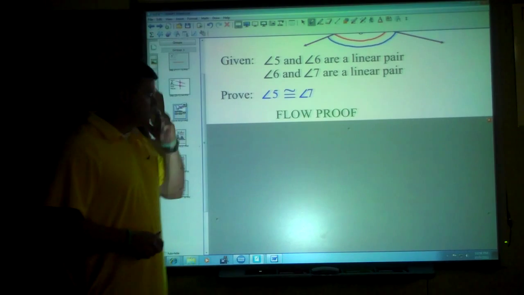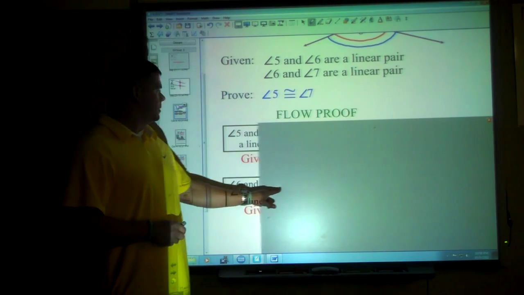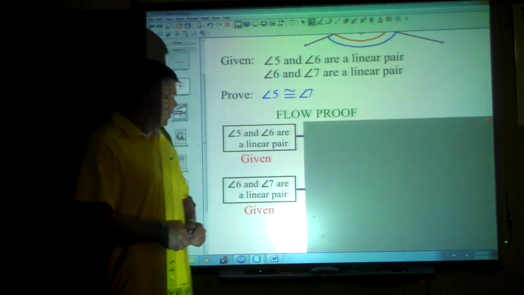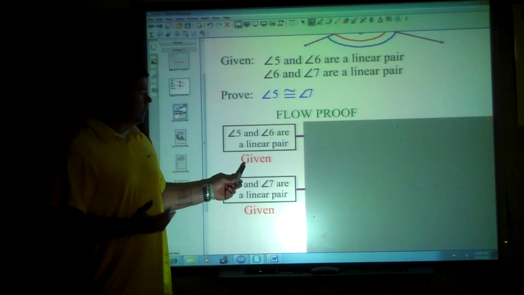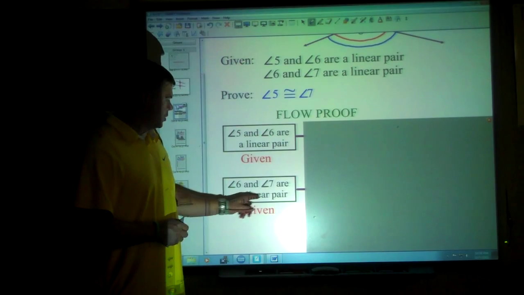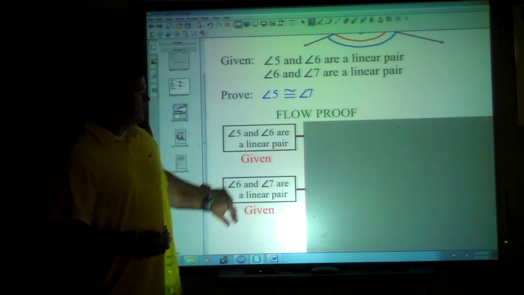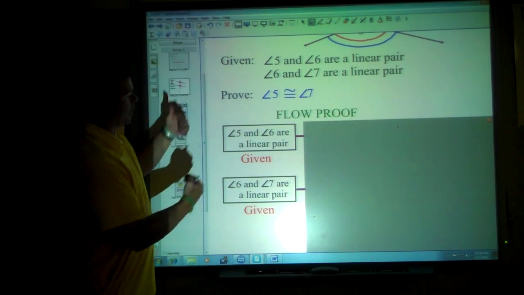So this is an example of a flow proof, and you'll notice that I'm going to start right here with the given information. Angle 5 and angle 6 are a linear pair. I didn't make that up. That was given. It's right here. Angle 6 and angle 7 are also a linear pair. That was also given.